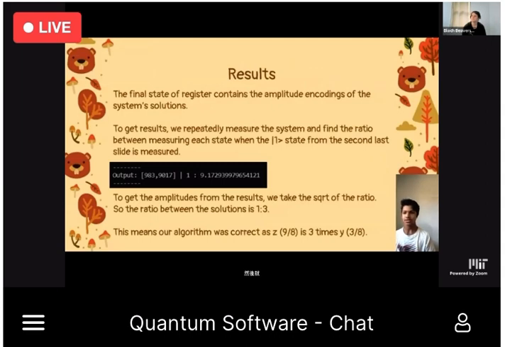Results. The final state of the register contains the amplitude encodings of the system solutions. To get results, we repeatedly measure the system and find the ratio between measuring each state when the 1 state from the second to last slide is measured, as we can see from the picture. To get the amplitudes from the results, we take the square root of the ratio, so the ratio between the solutions is 1 to 3. This means that our algorithm was correct, as z, 9 out of 8, is 3 times y, 3 out of 8.